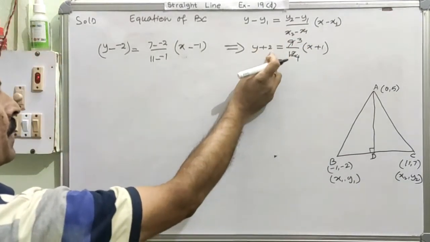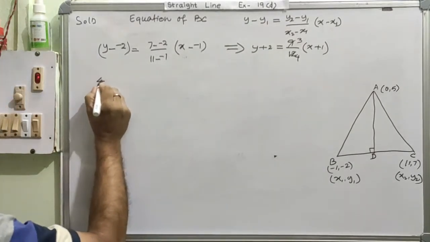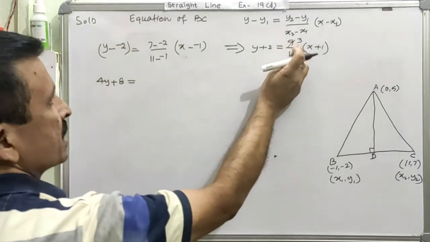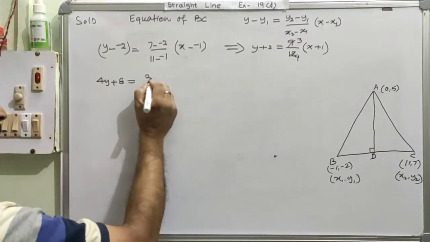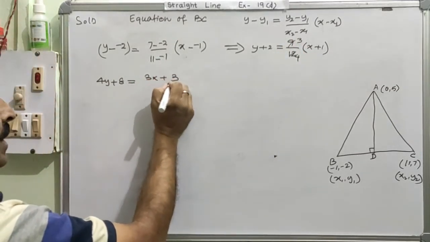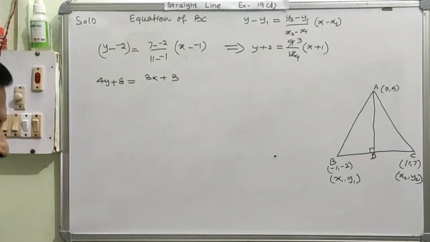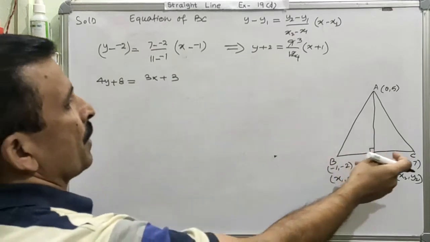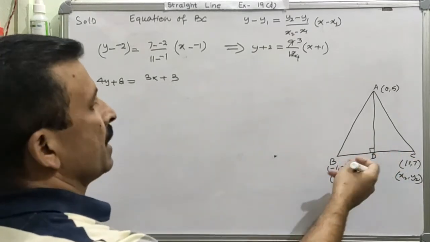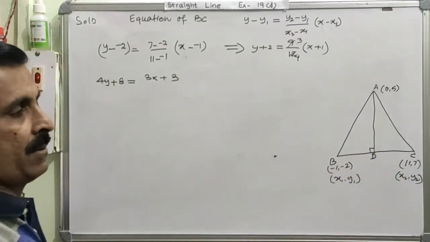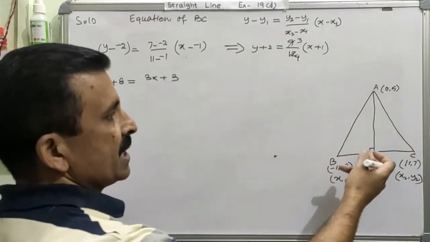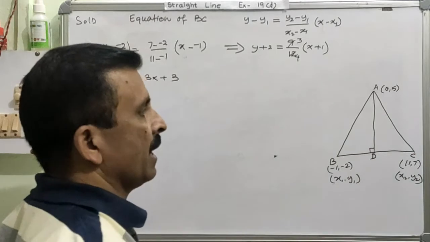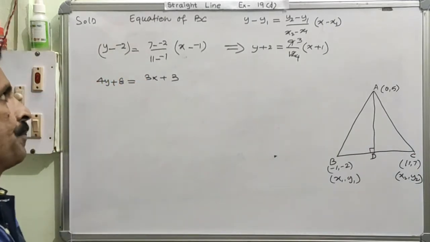So with 4 we will multiply y plus 2. So this is 4y plus 8 is equal to, now with 3 we will multiply x plus 1. So 3x plus 3. Is this very clear? So now we will write this equation because we will need the slope of this one. We can write this equation in any way we like, but because we need the slope of this BC so that we can also find out the slope for AD.